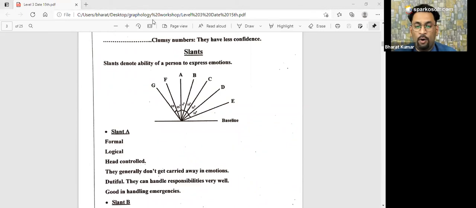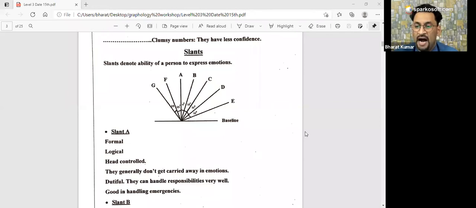Are we going to see both slant and baseline? Yes. Every part you have to check: alphabet, pressure, slant, baseline, and margin. We will study margin also. Suppose the letters are not connected, we will study that today. That is the last point today we are going to study.